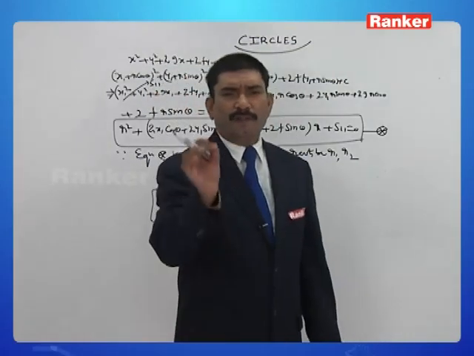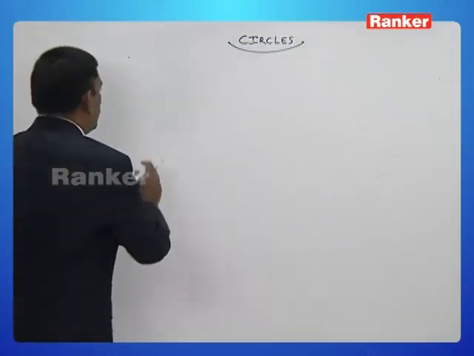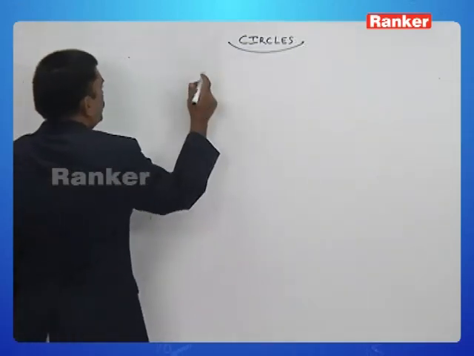Now, we have a little discussion on this. What is this? Right, circles. So now what is this one?